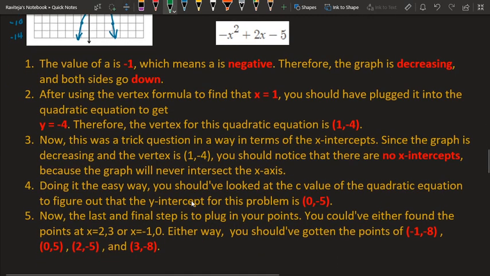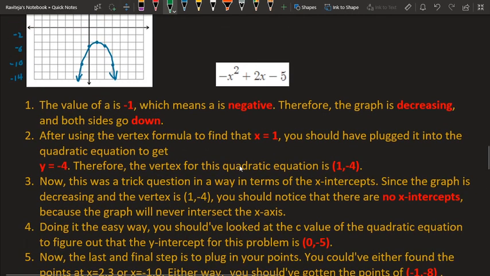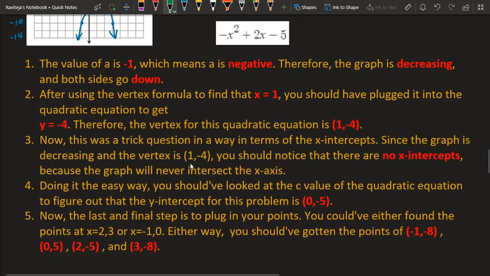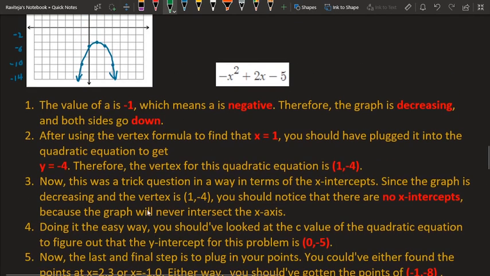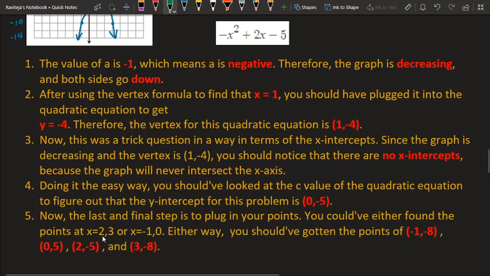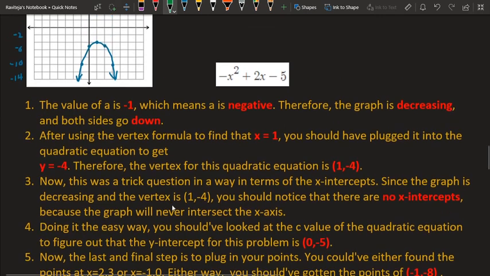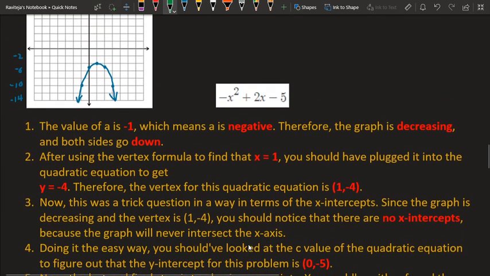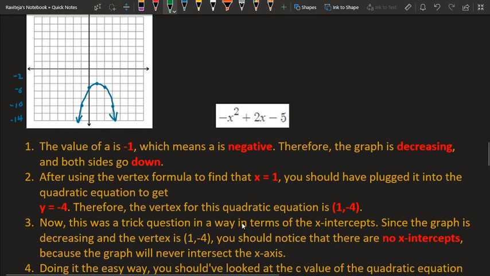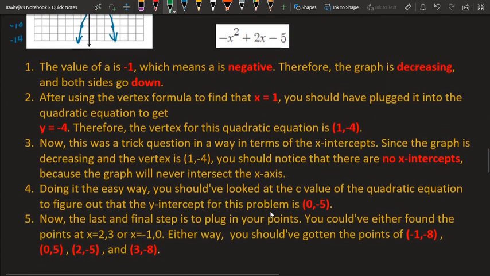Now for step number 4, we want to find the y-intercept. So all we have to do, like I said before, take the easy way out. Look at your c value, which is just -5, and that's why your y-intercept is just 0, -5. And your last step is just to find some other points on the graph, by substituting in 2, 3, -1, and 0. And then you should have gotten these points on your graph. After doing all that, all you have to do is sketch it, and there you have your graph for -x squared plus 2x minus 5.